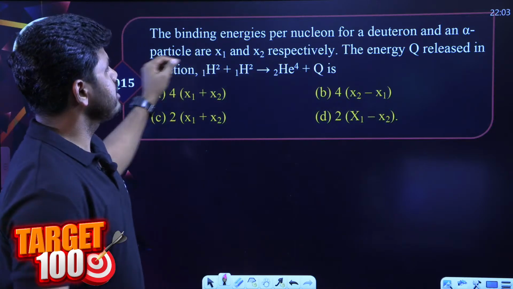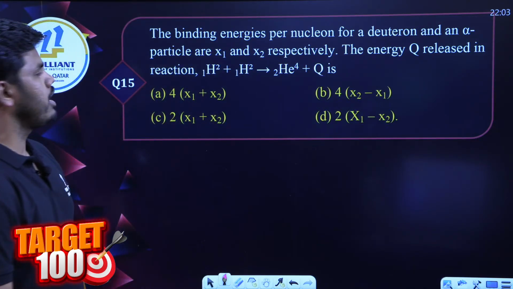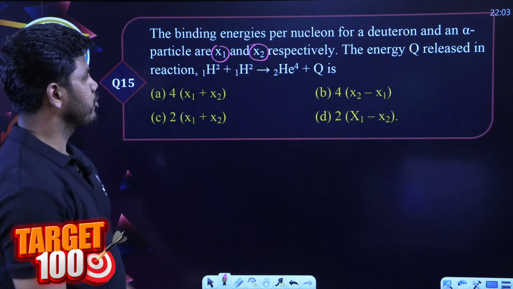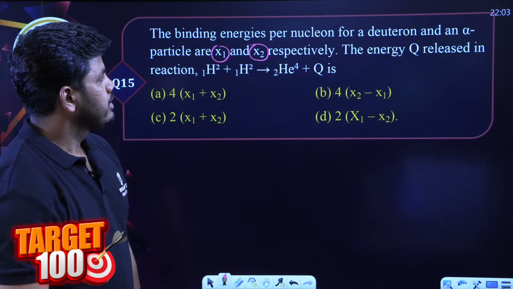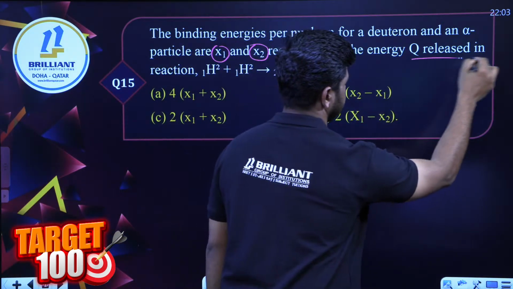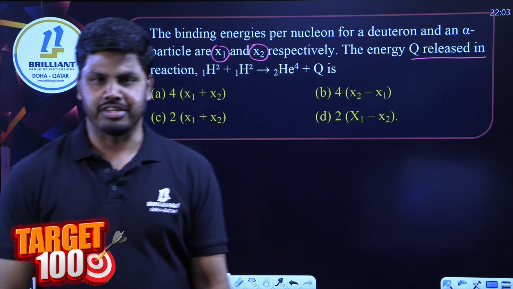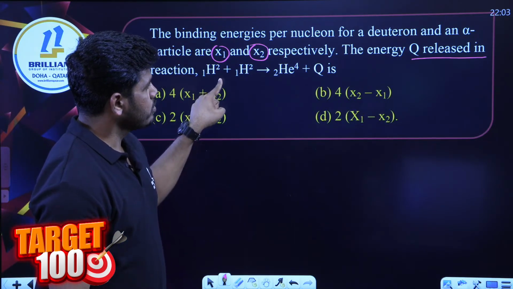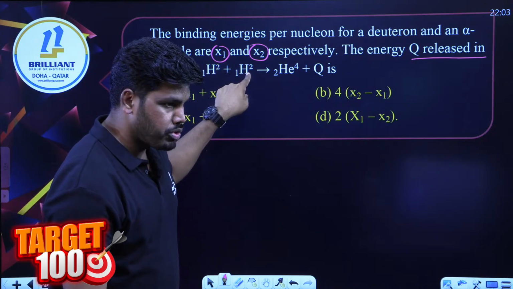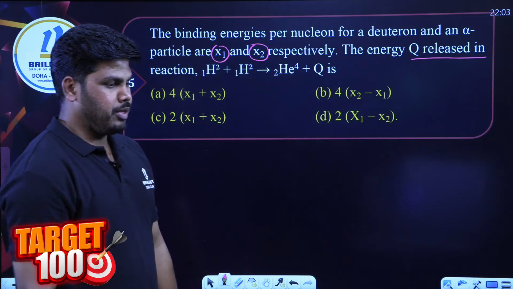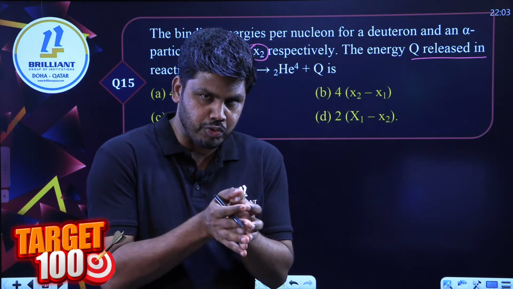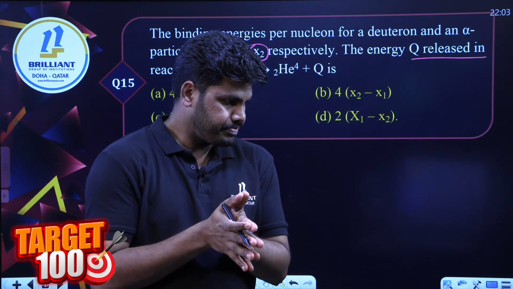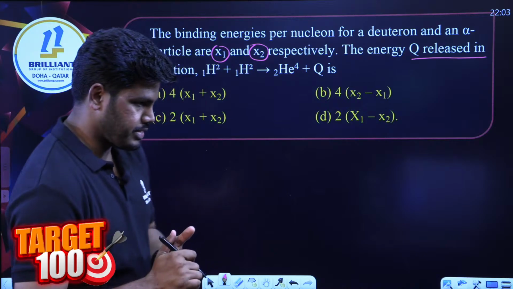Binding energy. The binding energy per nucleon for a deuteron and an alpha particle are X1 and X2. The energy released in the reaction. Can you identify what reaction this is? A deuteron, a deuterium, is added to one more deuterium, and we end up with a helium nucleus. So two lighter nuclei fuse together to get a bigger one. Exactly.